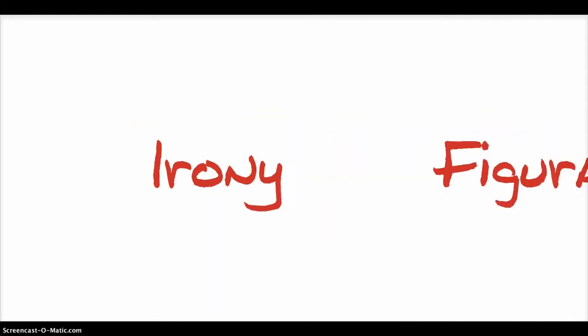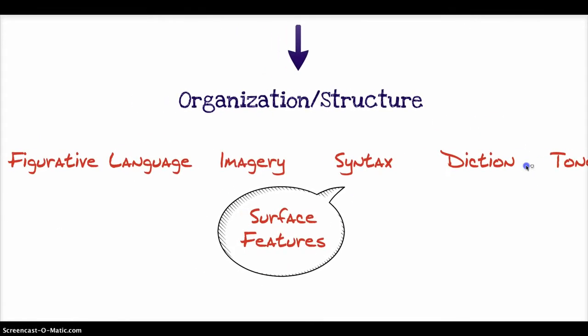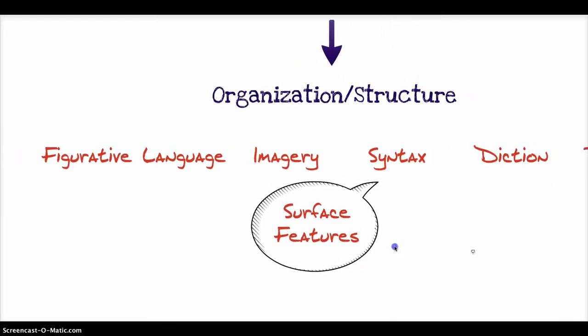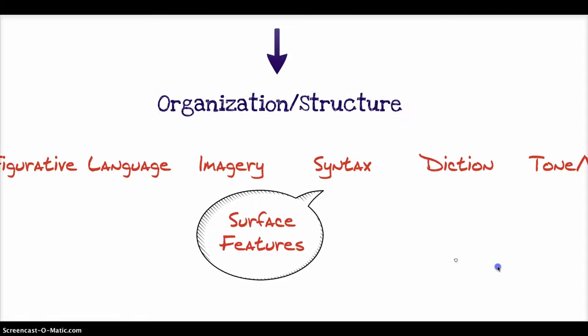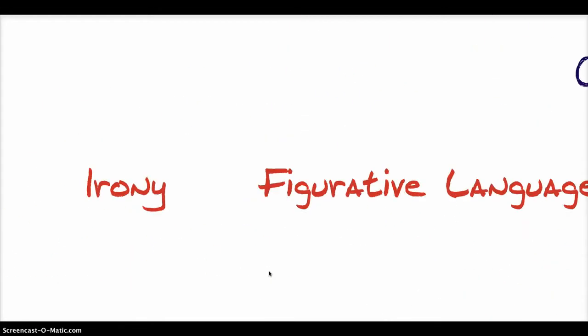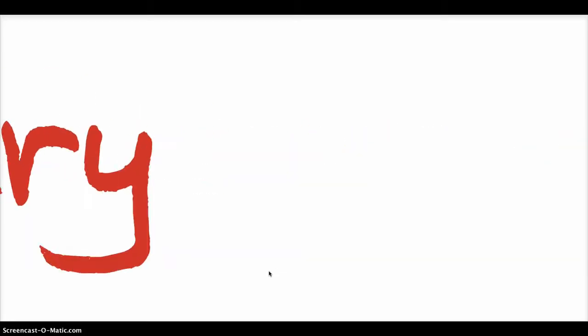As an extra, these down here, let me go back. As part of the organization and structure are these areas down here. We call these the surface features. These are usually the first things you notice when you're reading a piece. And so I put irony, figurative language, imagery, syntax, diction, tone, voice, and there's all these other little phrases that go under there. But the first one is irony. Okay, you guys know what irony is. The other one is figurative language, any type of non-literal language, imagery, any appeals to the 5 senses.